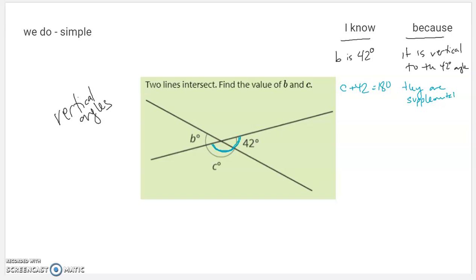Supplemental angles. So now I'm really ready to find it. I just have to figure out what that C is. C has 42 being added to it, so I'll subtract 42. I'll just do that up here. 180 minus 42. And that's 138. So the last thing I know, C equals 138 degrees because 138 plus 42 is 180. So that's a simple one.